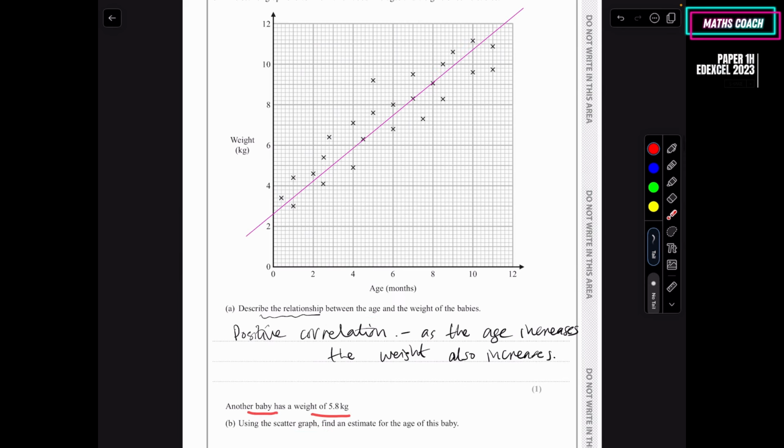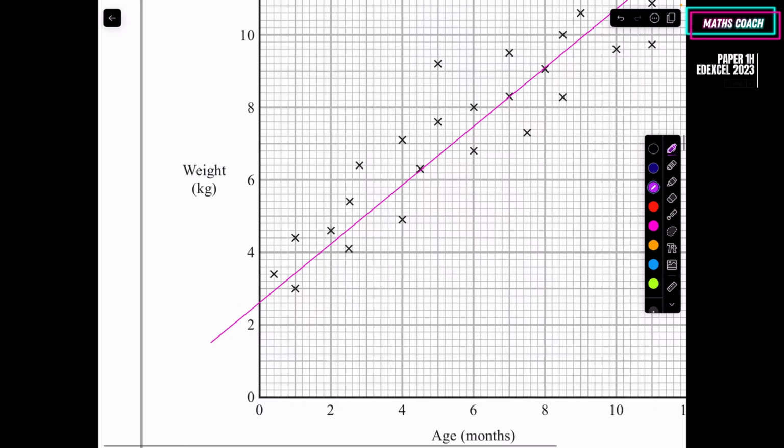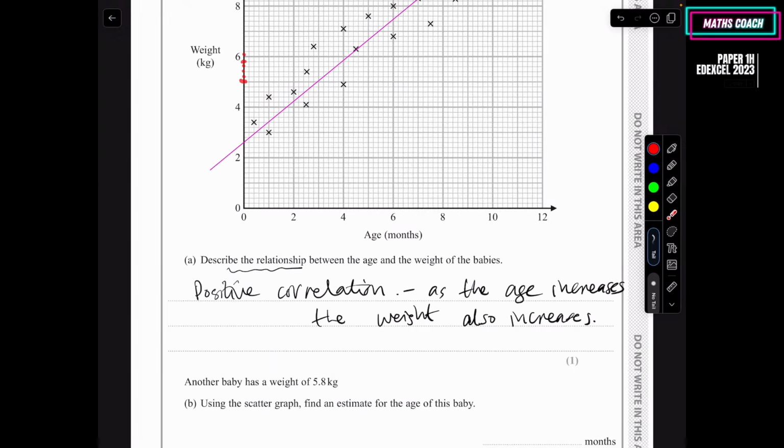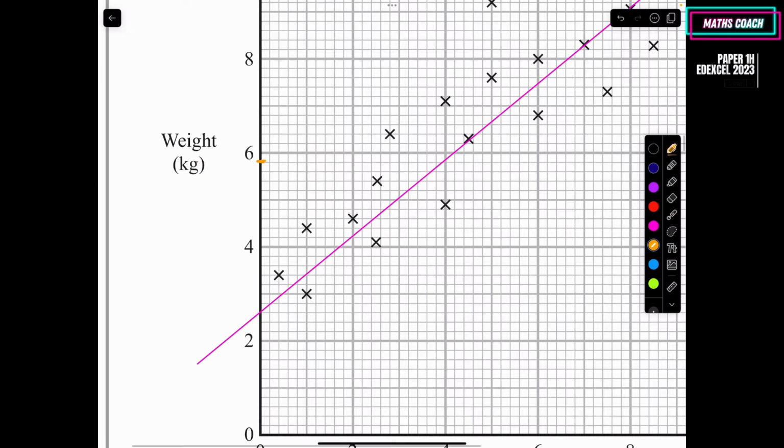We need to go and find where 5.8 kilograms is on our y-axis. So if we zoom in here, we know that this here is 5. So if that's 5, this is going to 6. Every one of these must be 0.2. So if this is 5, this is 5.2, 5.4, 5.6, 5.8, and then obviously 6. So what we're looking for is 5.8, right here. So we can get a ruler and draw a dotted line.